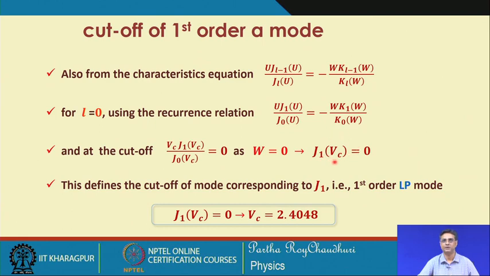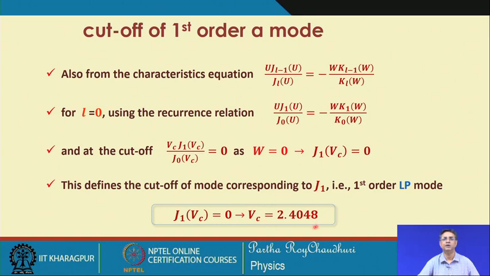So, at this point the 0 value of V c for which the Bessel function J 1 will have a 0 will define the cutoff property. So, this defines the cutoff of the mode corresponding to the first order LP mode, LP 1 mode. It will be cut off for the value of V c coming from this condition, V c J 1 of V c equal to 0, when V c is equal to this value, that is the V cutoff value.